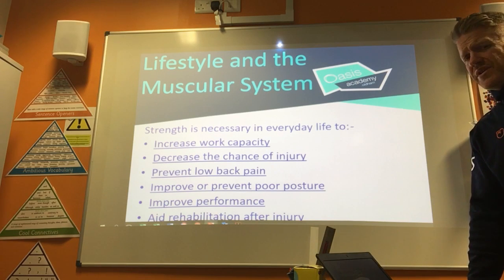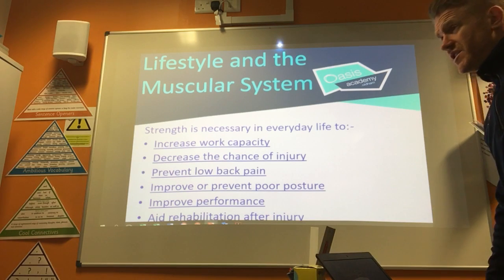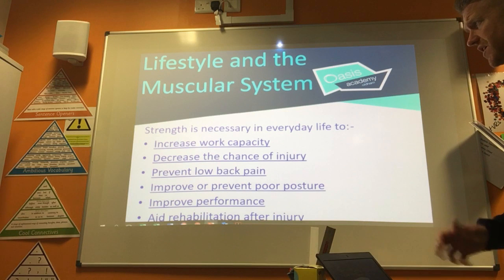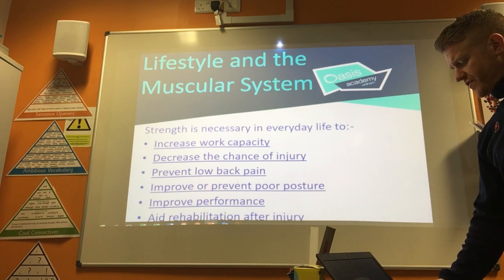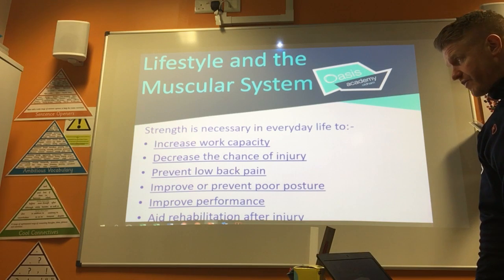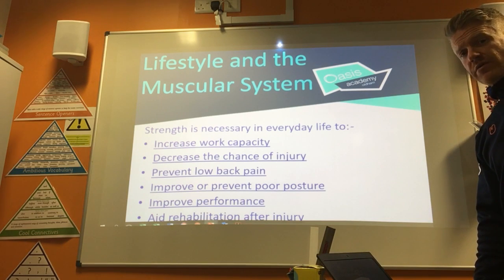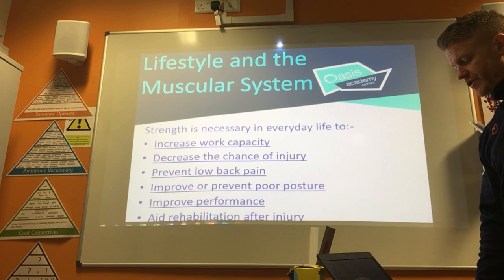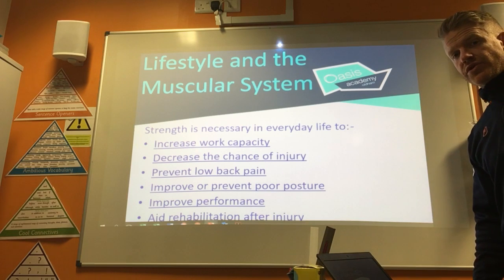So anything, remember, that is underlined, you need to write down, it's really important. Loads of keywords today, loads of short-term and long-term effects that we've been through. We've been through the prevention of injury, how to treat injuries, what injuries you can get, so loads of information, and that ends the muscular system.